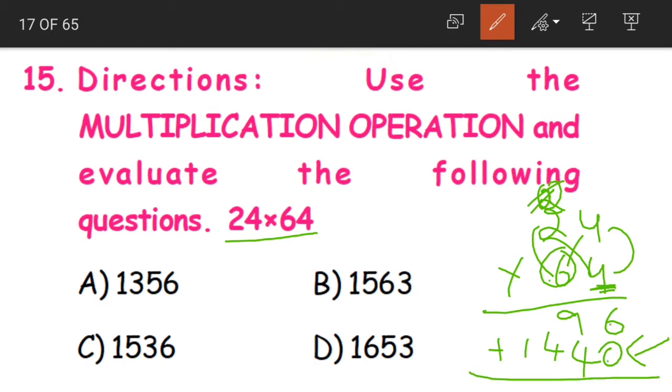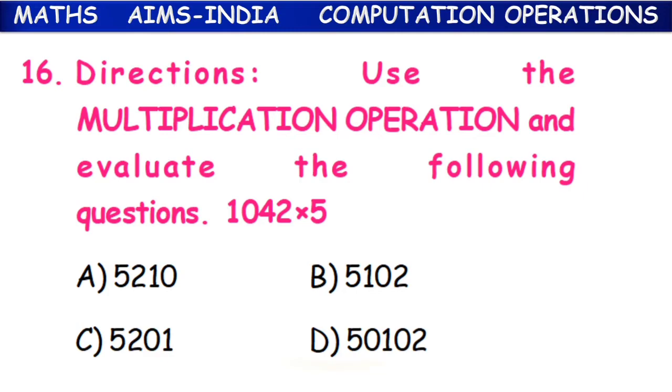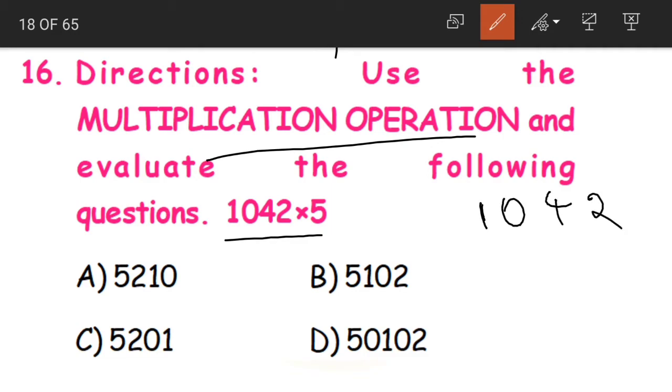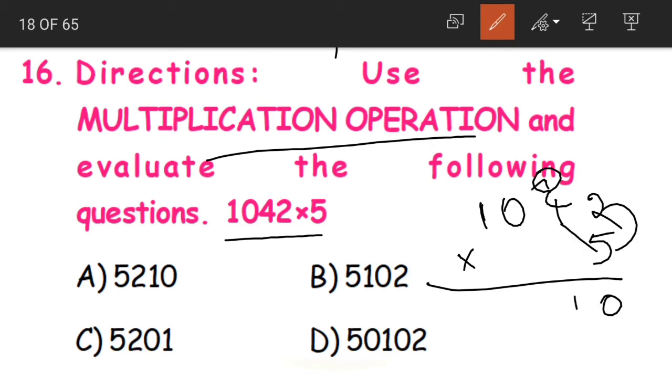Adding our partial products. 6 plus 0, 6. 9 plus 4, 13. 3 here, 1 carried. 1 plus 4, 5, and 1. 1, 5, 3, 6 is our answer. That is option C. Very easy question, right? Yes. Question number 16. Again use the multiplication operation. 1042 into 5. Again simple and straightforward question. Sometimes we get lucky and simple questions are also asked in the exam. 5 twos are 10. 0 here, 1 carried. 5 fours are 20 plus 1, 21.